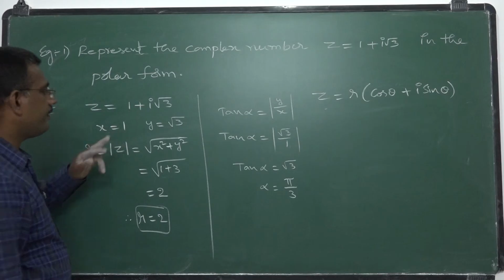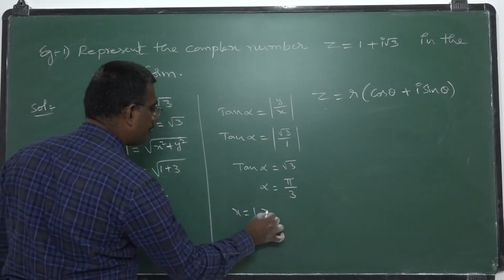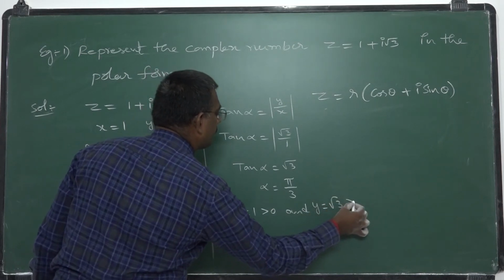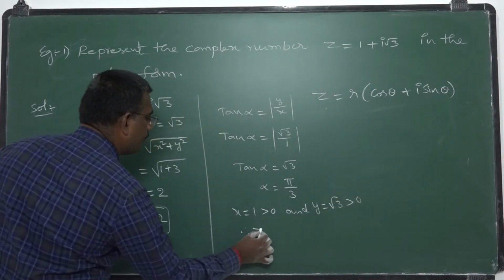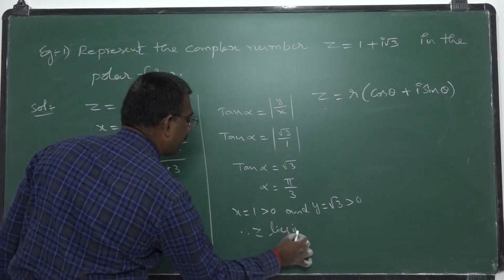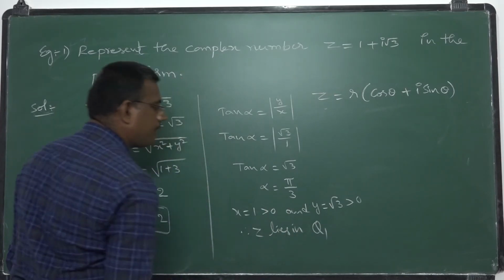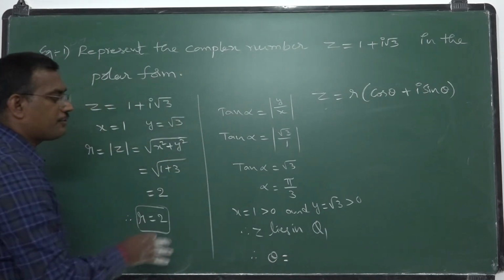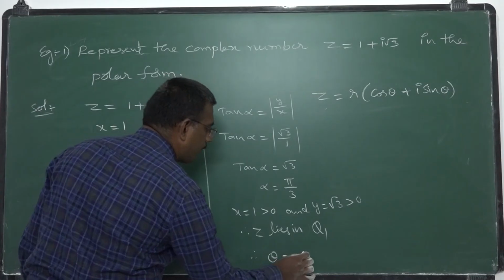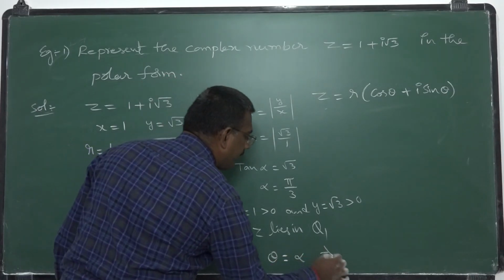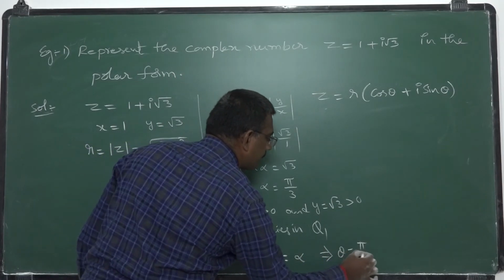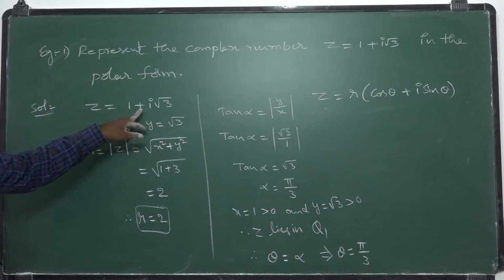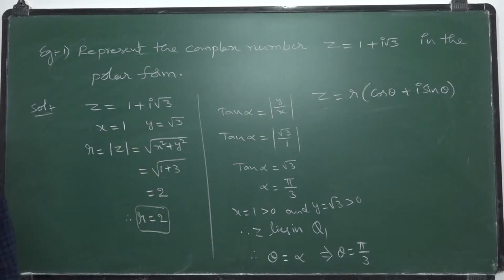Clearly x is positive and y is also positive. Therefore z lies in the first quadrant. Both are positive, therefore if z lies in the first quadrant, theta will be equal to alpha. That implies theta equal to pi by 3. Therefore the principal argument of the complex number 1 plus i root 3 is pi by 3.